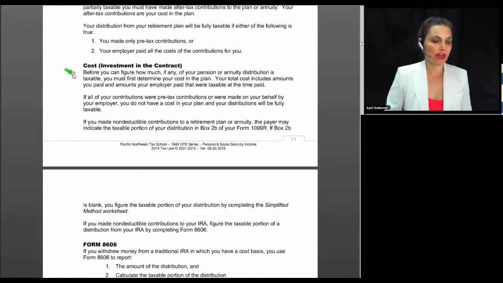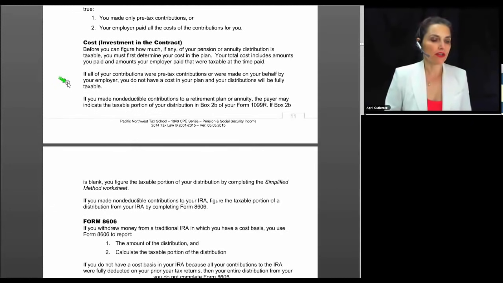Before you can figure out how much, if any, of your pension or annuity distribution is taxable, you must first determine your cost in the plan. And the total cost includes amounts you paid and amounts that your employer paid that were taxable to you at the time that they were paid. If all of your contributions were pre-tax contributions or were made for you on your behalf by your employer, then you do not have cost in your plan and the distributions are fully taxable.